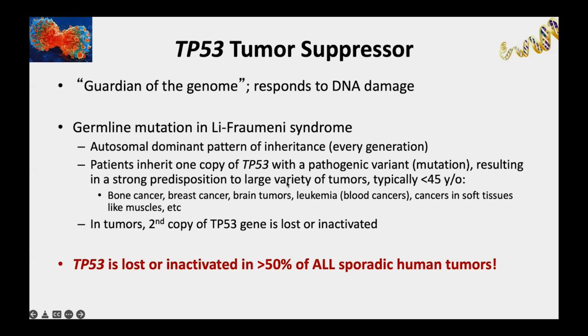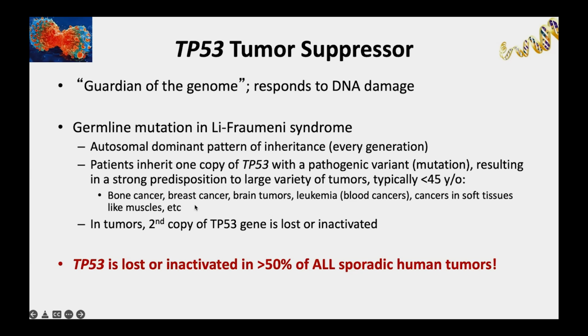And these individuals develop cancers at a younger age, typically younger than 45. So this is very devastating for these individuals. And they are prone to develop bone cancers, breast cancers, brain tumors, leukemias or blood cancers, cancers of soft tissue like muscles, and several others as well.